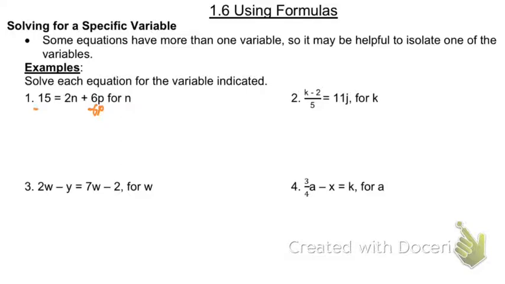Okay, we'll subtract 6p from both sides. Now, can we do 15 minus 6p? Are those like terms? No, but here's what we can do. I can just write it: 15 minus 6p equals 2n. Okay?